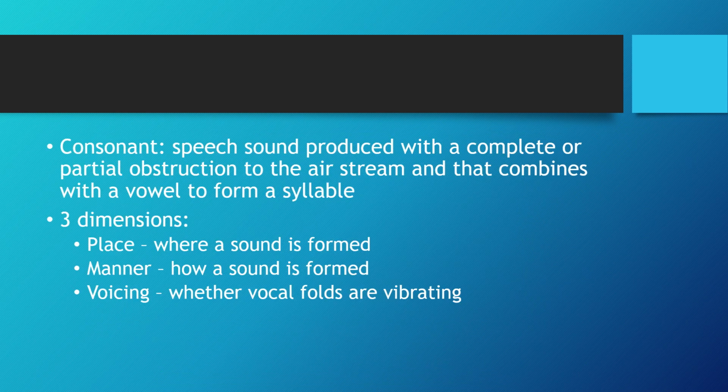So a consonant is a speech sound produced with a complete or partial obstruction to the airstream. We referred to it as constriction before, but essentially you're in some way obstructing the airflow, which then combines with a vowel to form a syllable. And when we talk about consonants, we talk about 3 dimensions. Remember, when we talked about vowels, there were 4 dimensions. With consonants, there are 3.